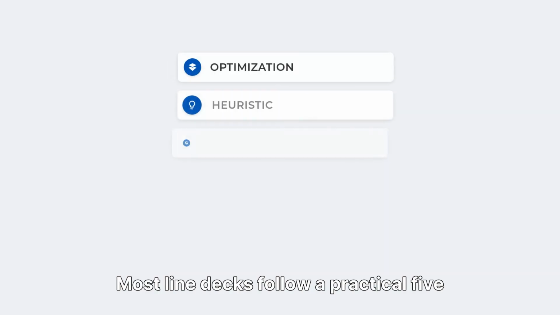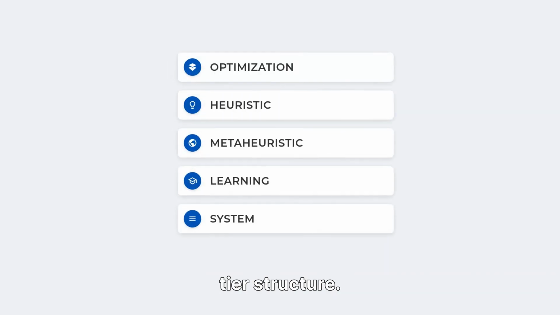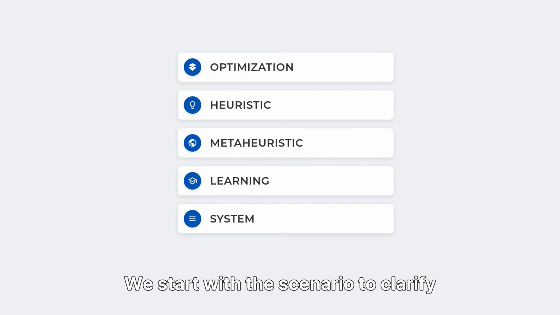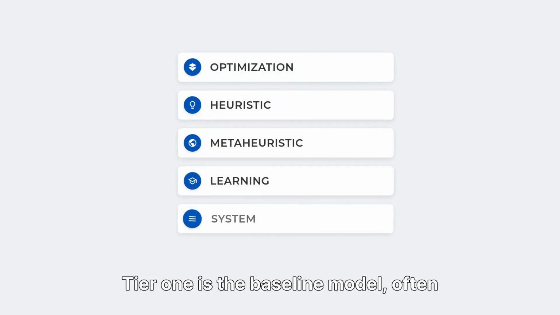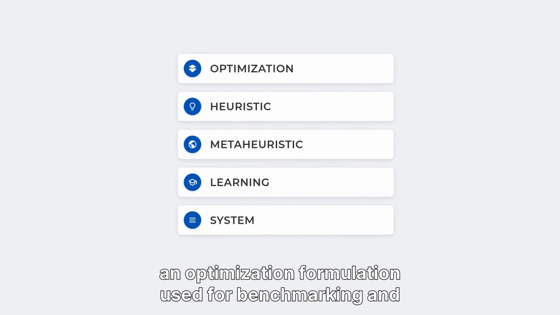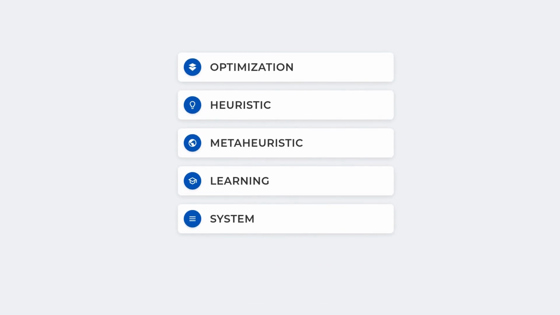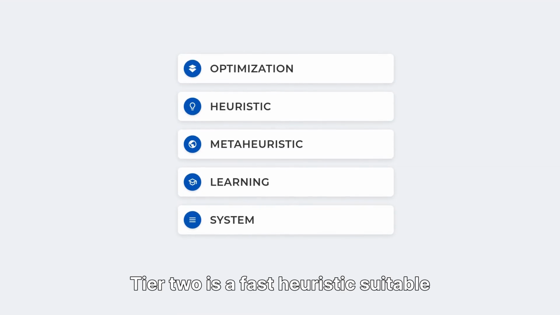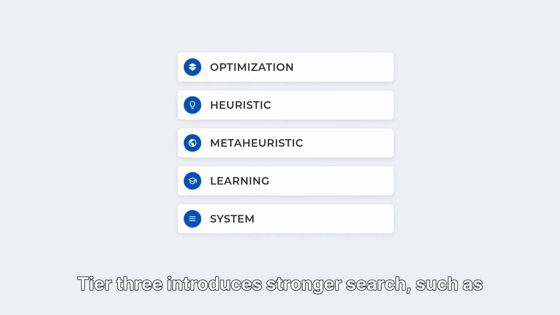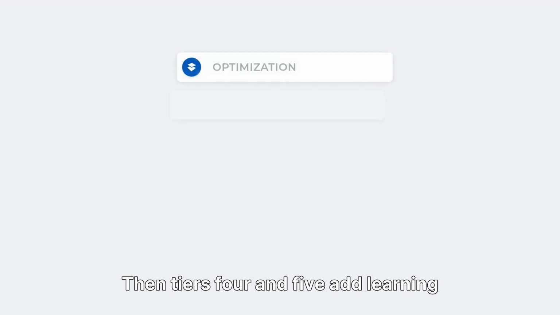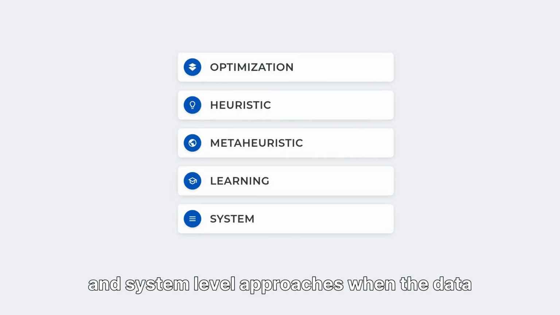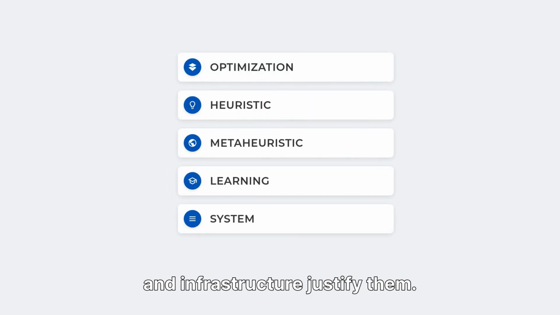Most line decks follow a practical 5-tier structure. We start with the scenario to clarify the operational reality. Tier 1 is the baseline model, often an optimization formulation used for benchmarking and insight. Tier 2 is a fast heuristic suitable for repeated use. Tier 3 introduces stronger search, such as meta-heuristics. Then Tiers 4 and 5 add learning and system-level approaches when the data and infrastructure justify them.